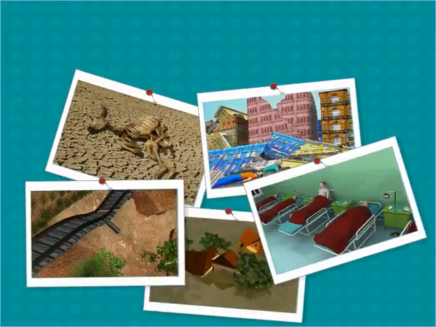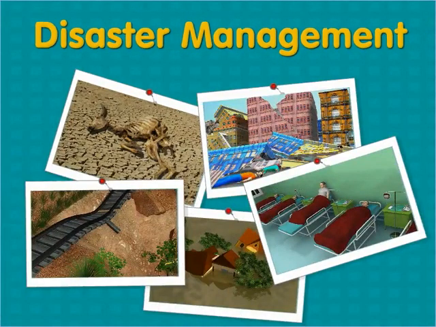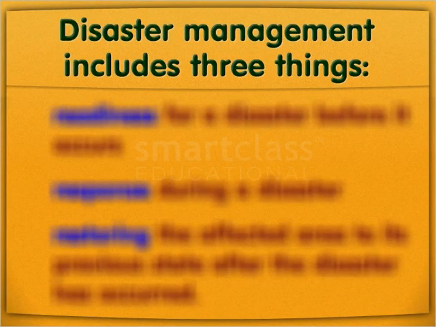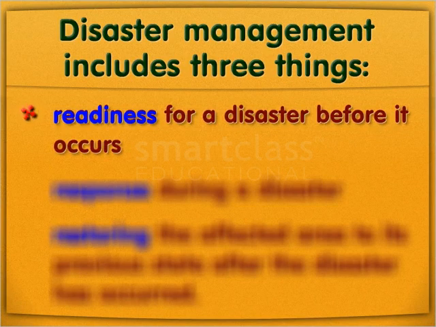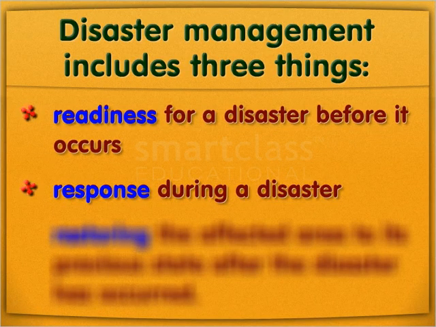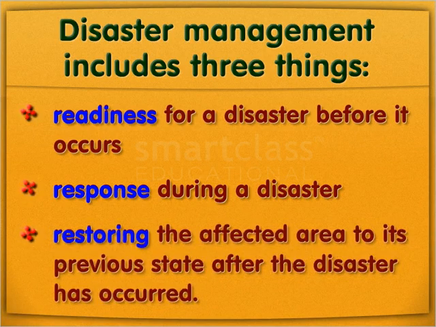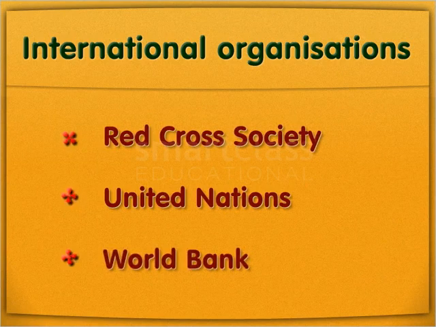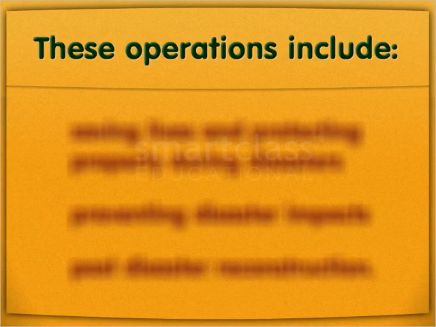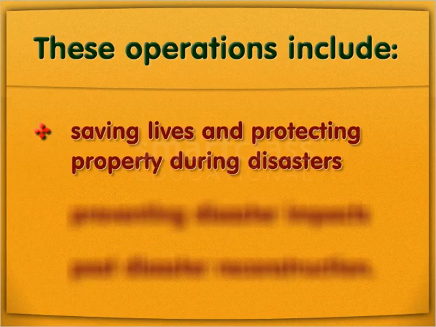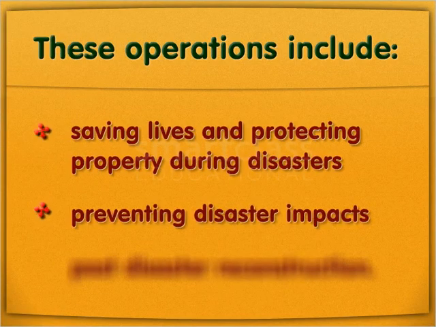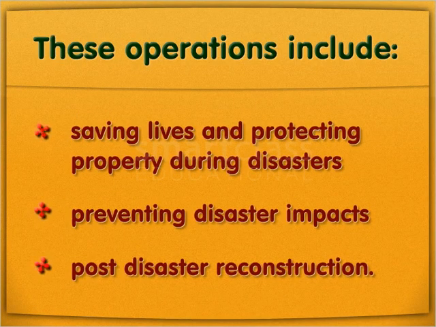Disasters can strike at any time. However, through disaster management, their severity can be greatly reduced. Disaster management includes three things: readiness for a disaster before it occurs, response during a disaster, and restoring the affected area to its previous state after the disaster has occurred. International organizations such as the Red Cross, the United Nations, and the World Bank play a major role in operations related to disaster management. These operations include saving lives and protecting property during disasters, preventing disaster impacts, as well as post-disaster reconstruction.